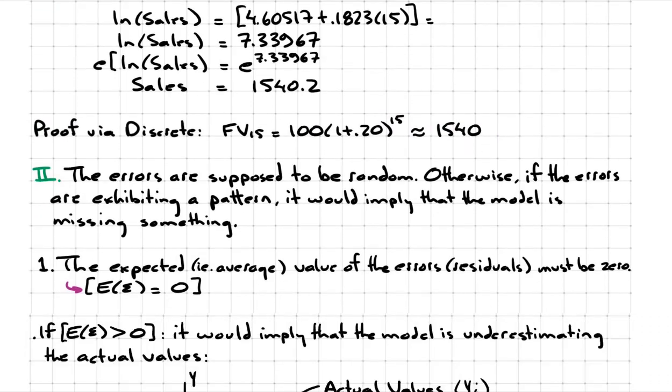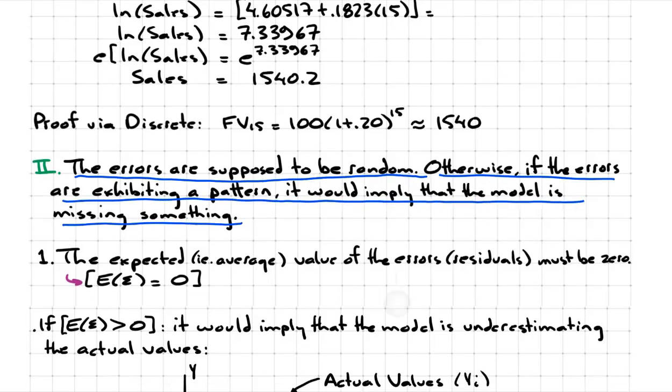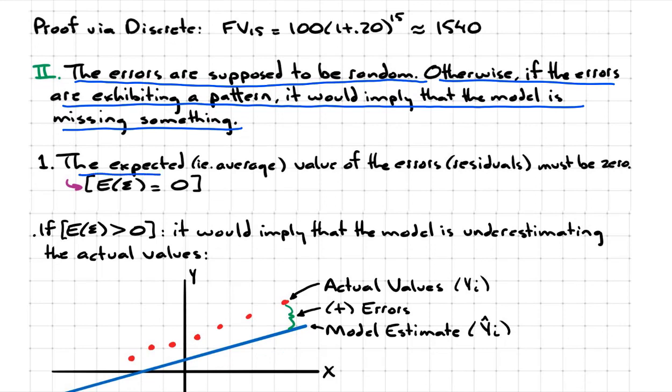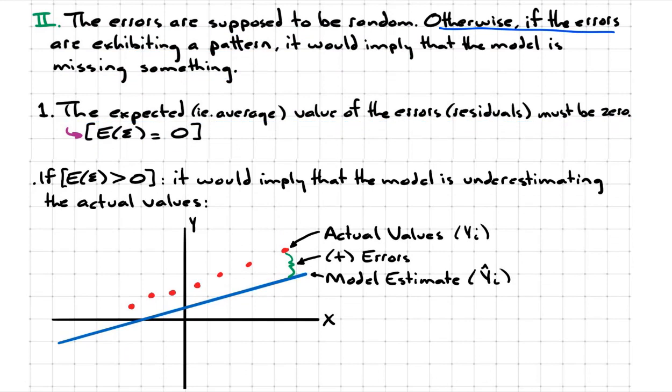Now, the second set of assumptions that must hold for us to use regression is as follows. The errors are supposed to be random. Otherwise, if the errors are exhibiting a pattern, it would imply that the model is missing something. So first, the expected or average value of the errors, otherwise referred to as residuals, must be 0. And there it is. Let's see a scenario in which the expected value of the errors was not equal to 0.